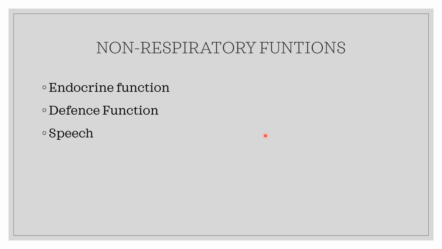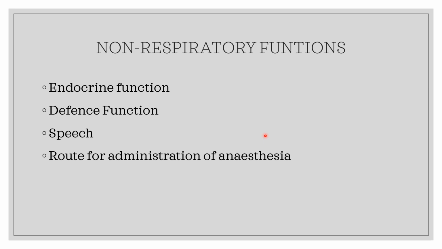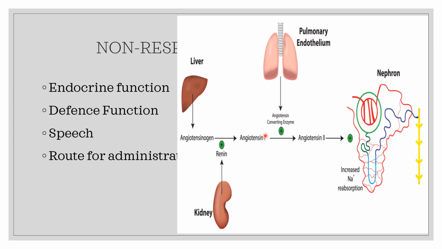And it also helps in speech, because movement of air in the respiratory passage helps in the improvement of the voice. And vocal resonance is also provided by the respiratory system. And this is also the route of administration of anesthesia. General anesthesia is usually administered via the respiratory route. Now we want to focus on a few more points about the endocrine function of the lung.